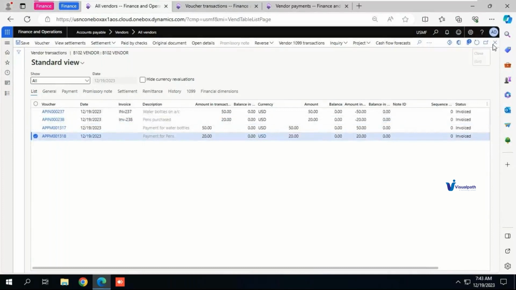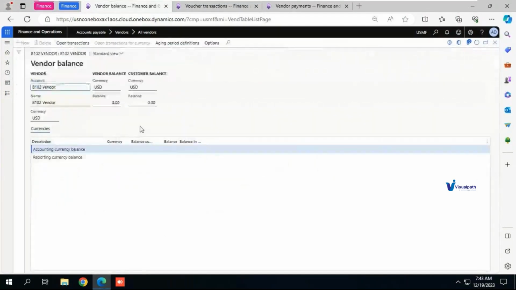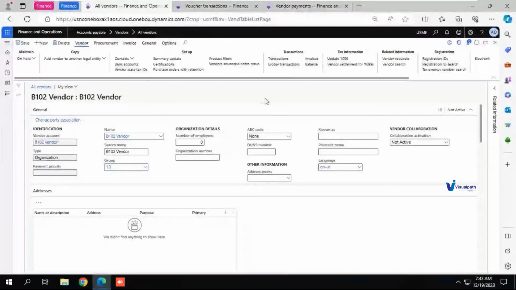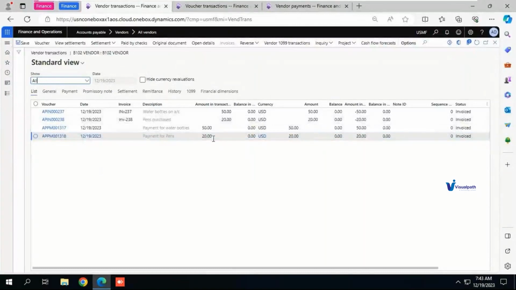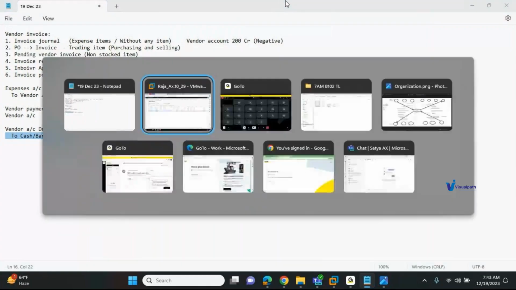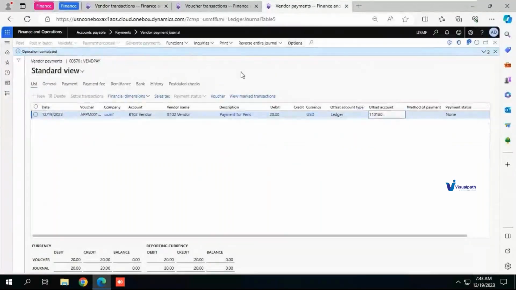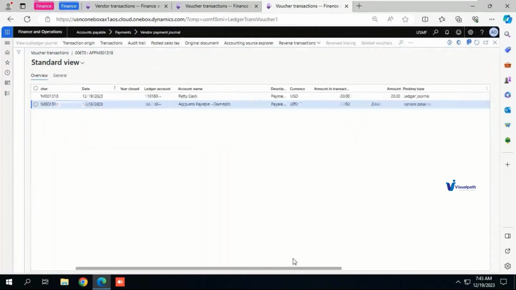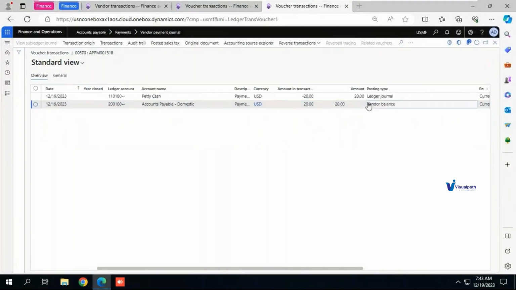If you verify the balance, it will show the vendor balance is 0. It will show you the transactions clearly: at the time of invoice it is credit, minus; at the time of payment it is debit. So here it is vendor account debit to cash or bank account credit, because the cash will decrease. If you verify the voucher for the payment, it is vendor account debit to cash account or bank account credit.